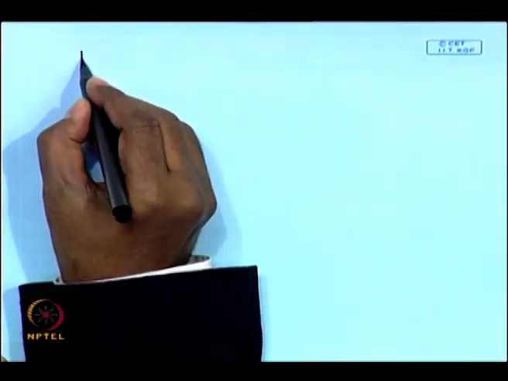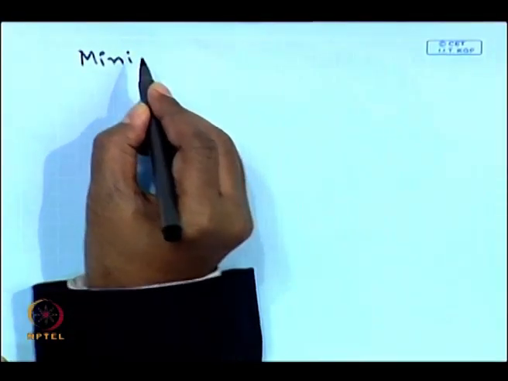Now, in today's class, first we will see how we can minimize concentration polarization, because we cannot avoid it. Then, including the concentration polarization, what are the various models to predict the performance of the system. Okay. So, first we talk about minimization of concentration polarization.